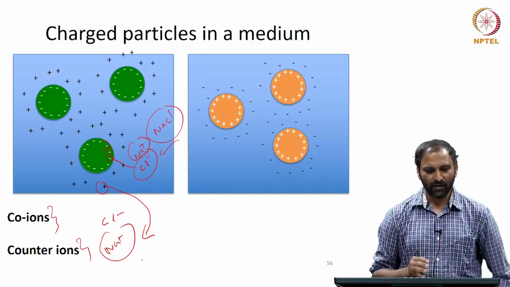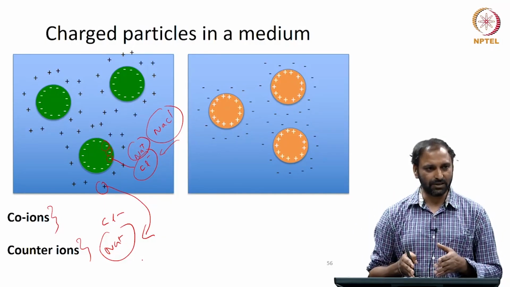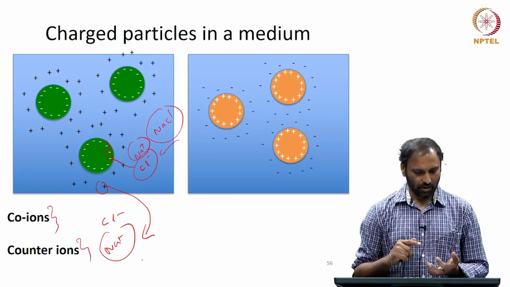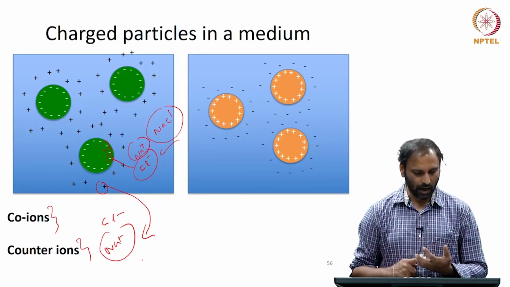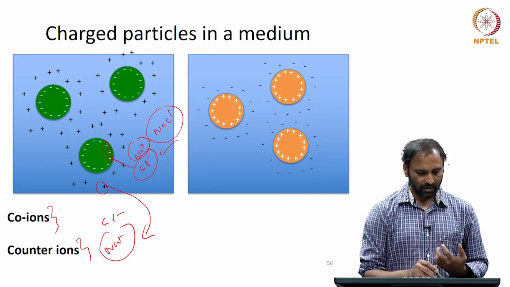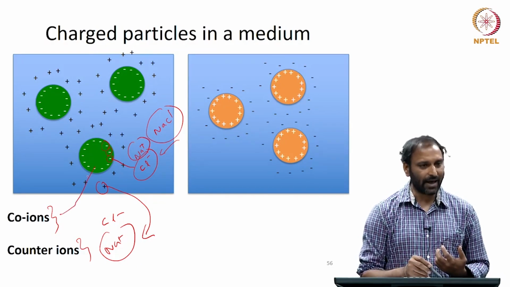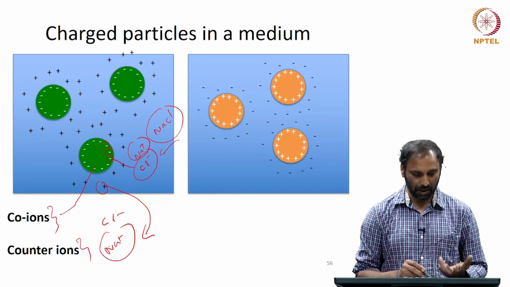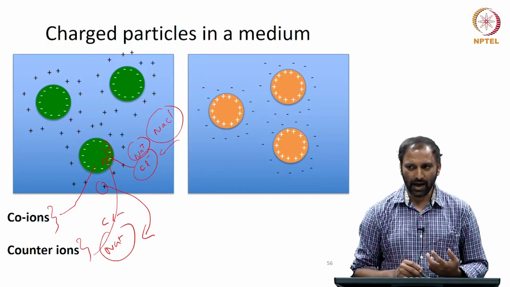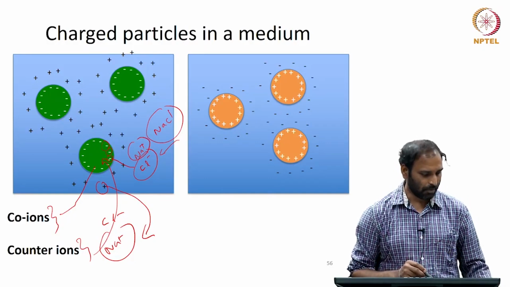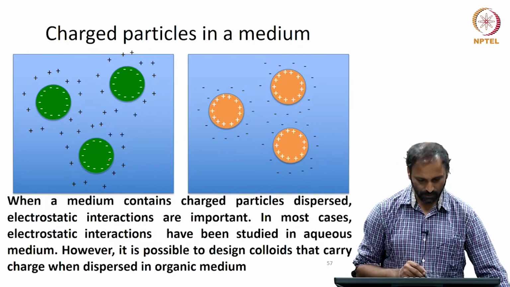So, whenever you talk about charged particles in a medium, there will be co-ions and counter ions, which respectively are the charges which have the same polarity as the charge on the particle surface, and those of opposite polarity to what is there on the particle surface. Okay.